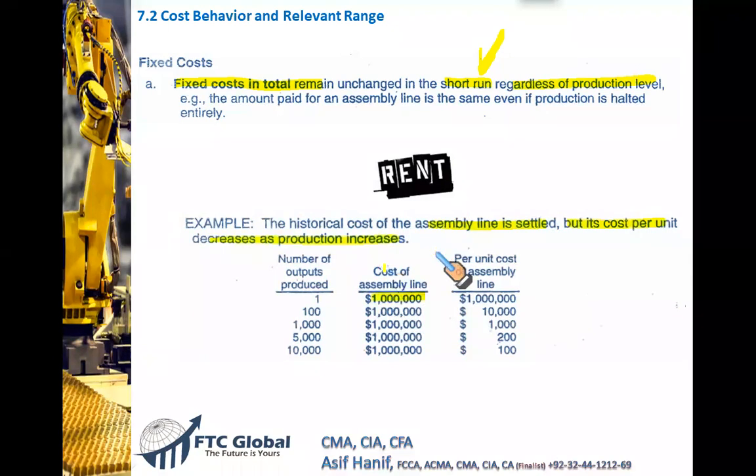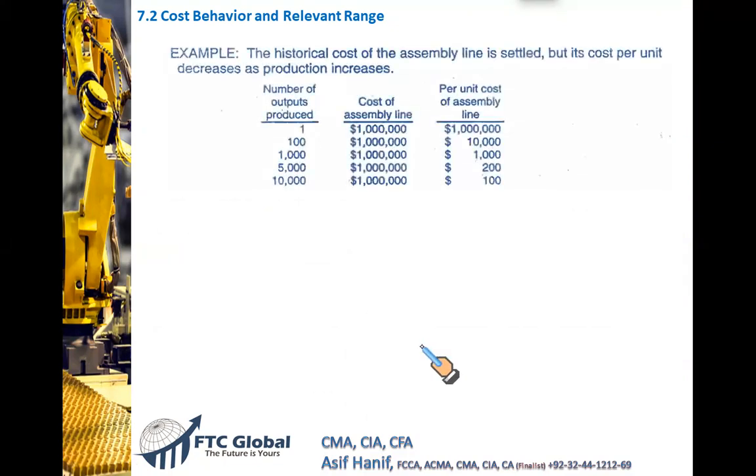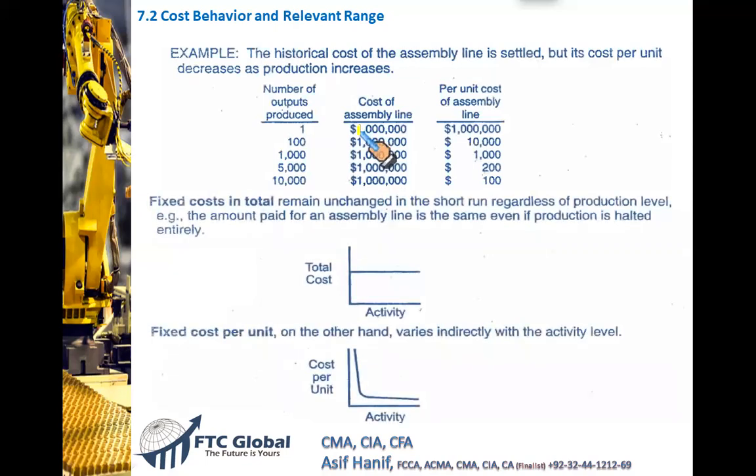Now, listen to me. If you produce 1 unit, you have to incur $1 million, the cost of assembly line. If you produce 100 units, the cost stays the same. The total cost, fixed cost, stays the same in the short run, 1 million, 1 million, 1 million. Now, if you plot it along the axis, you would see right here that your fixed cost in total stays the same, 1 million, no matter you produce 1 unit or you produce 10,000 units.